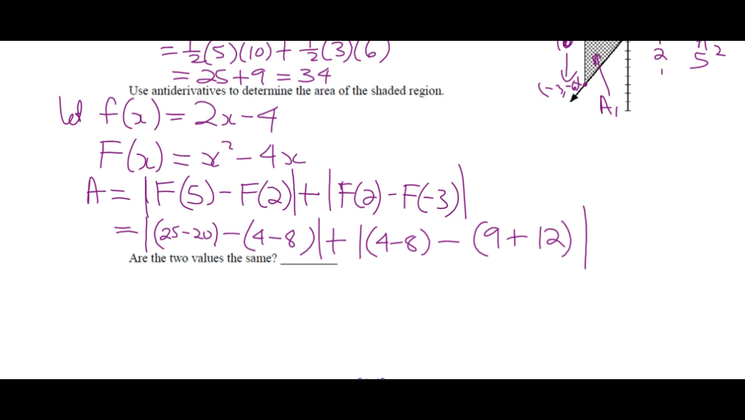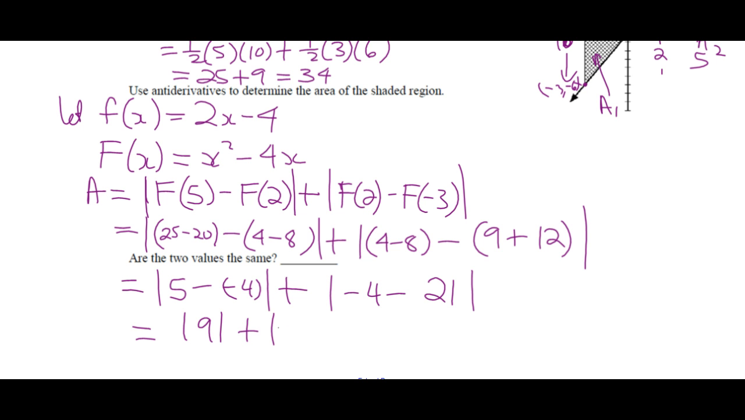All right, so are the two values the same? Maybe. I don't know. We're not there yet. Okay, so what do we got here? We got the absolute value of 5 minus, and that's going to be negative 4, plus, and here we've got 4 minus 8 is negative 4, minus 21. So 5 minus negative 4 is 9, and that's negative 25. And so absolute value, 9 plus 25, or 34.